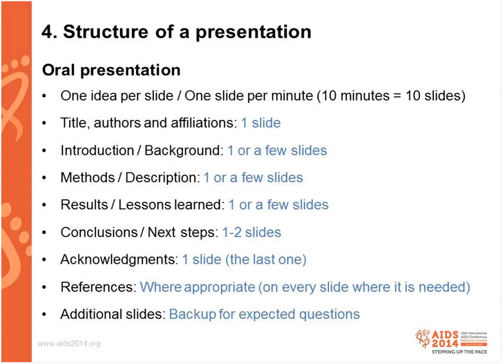Now, a few specific aspects, starting with oral presentation. As Samara said, one idea per slide, and roughly one slide per minute. So if you have 10 minutes, don't go too much over 10 slides, otherwise you'll be running and the audience will have difficulty following. Title, authors, and affiliations, one slide, the first one.